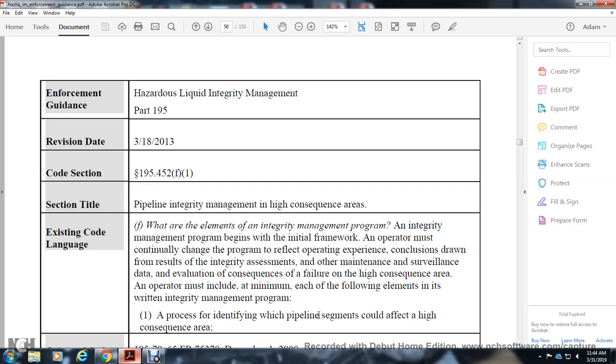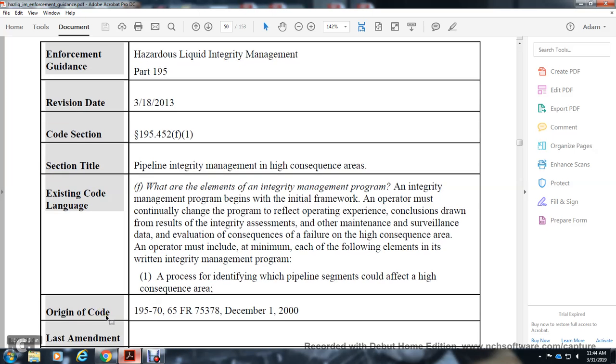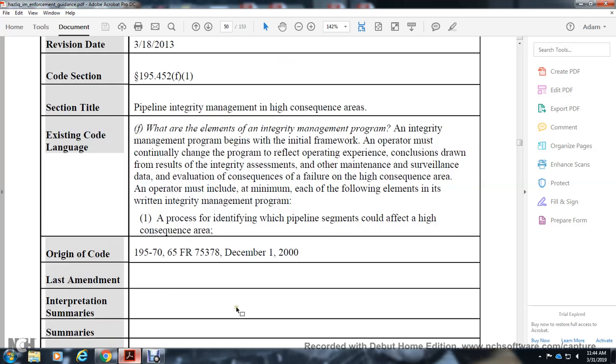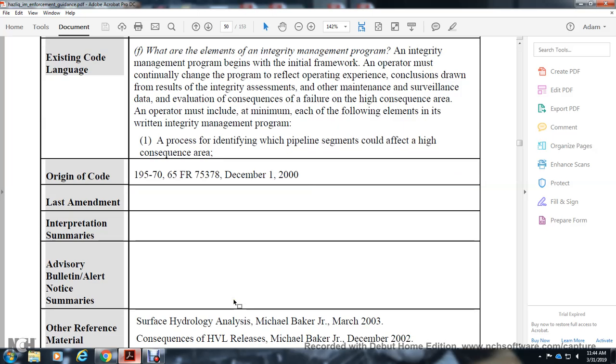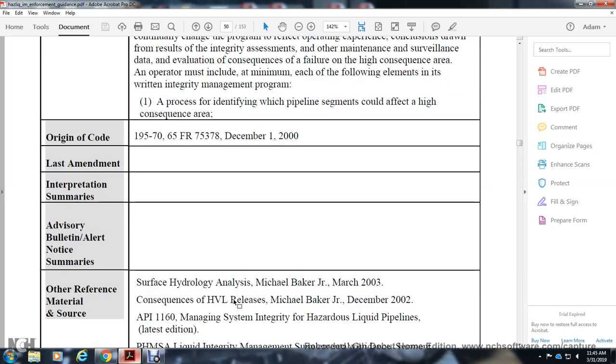A process to identify which pipelines could affect the high consequence area. Origin of the code: 195.452, Federal Register 65 FR 75378, December 1st, 2000. Last amendment, interpretations, summaries, advisory bulletin notices, and other material. Source for the hydrology analysis and consequence of HVL release, both by Michael Baker Jr.